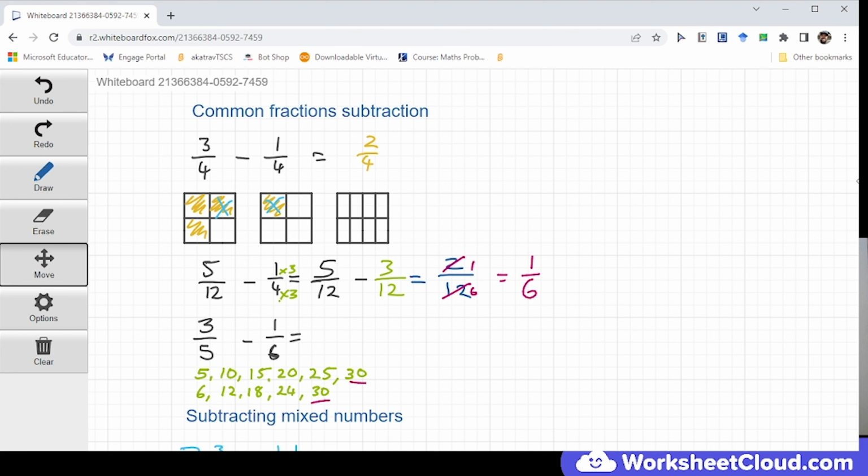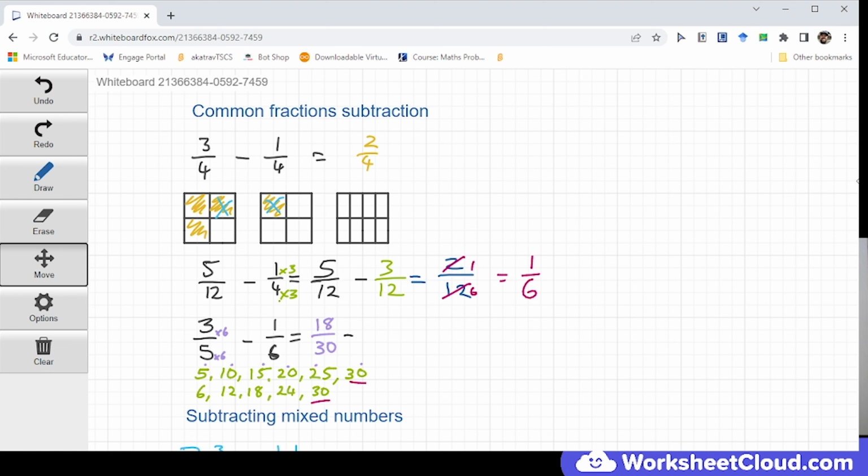All right, so I can now change each of these fractions into a fraction with a denominator of 30. So to change 5 into 30, I'm going to go 1, 2, 3, 4, 5, 6 times 6. And what you do to the bottom, you do to the top times 6, which means 3 times 6 is 18, and my denominator will be 30. So that's an equivalent fraction there.